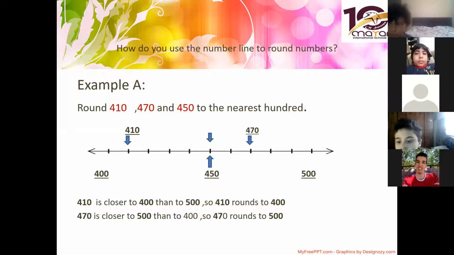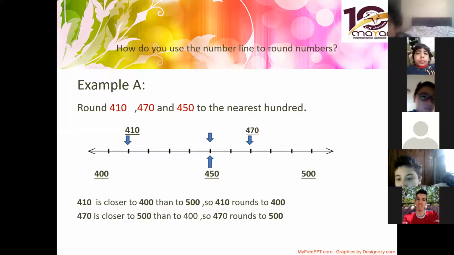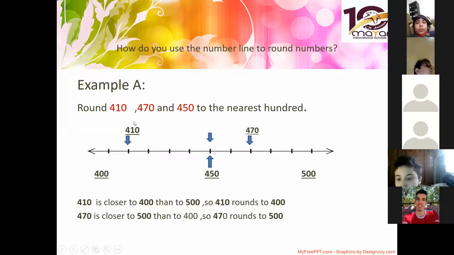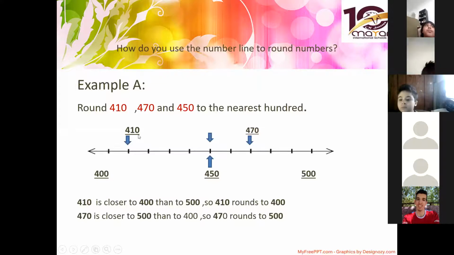We will see the nearest 100, okay? We will find it. Let's start with 410 here. Can you see it on the number line? Yes. Good. Is it closer to 400 or to 500? 400. Thank you very much. So 410 rounds to 400. Thank you very much, Wissam.